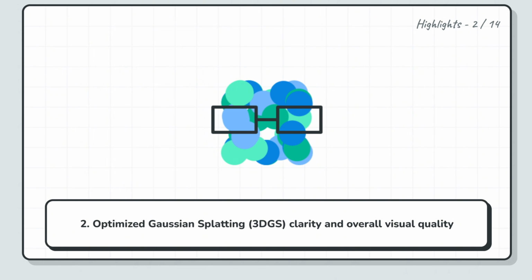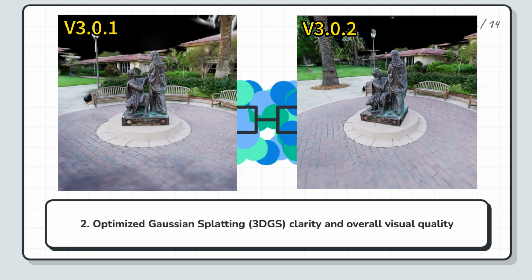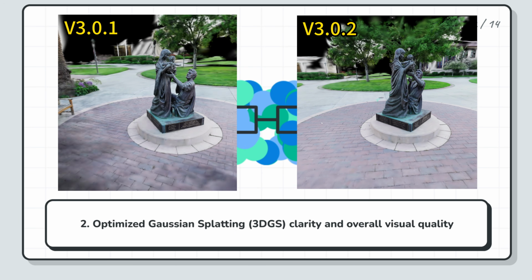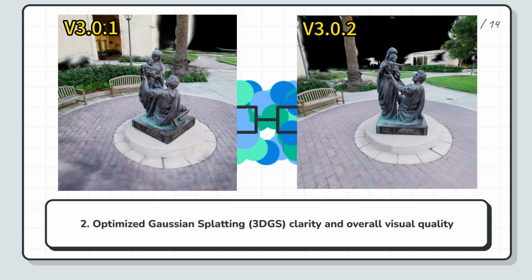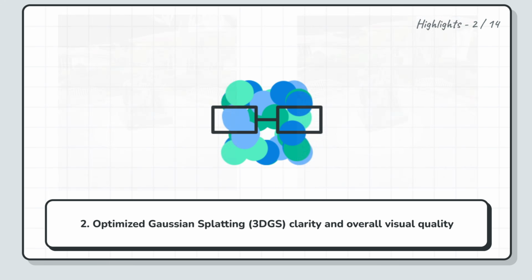Next, let's talk about Gaussian splatting. We've heavily optimized the overall visual quality in this update. Your 3D GS outputs are now noticeably sharper. Fine details like text on signs or walls are preserved much better. And those annoying black artifacts in your scenes have been significantly reduced.